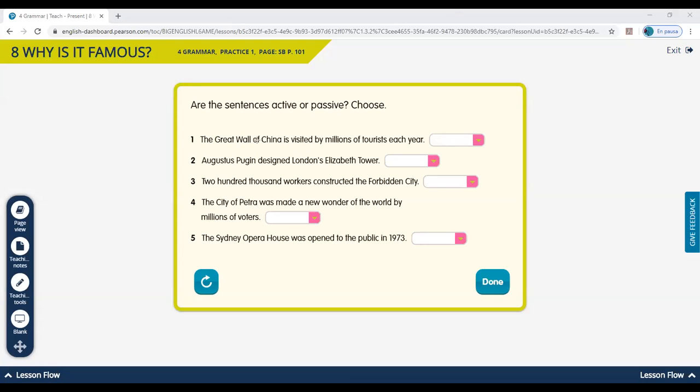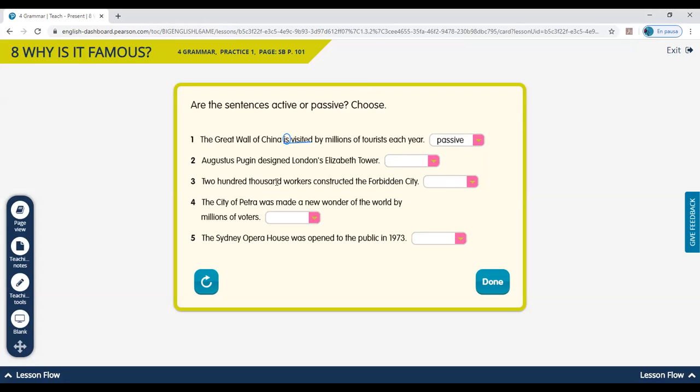So, the Great Wall of China is visited by millions of tourists each year. So, yes, you have is and a past participle. Now, what is this? Active or passive? Yes, it's passive.